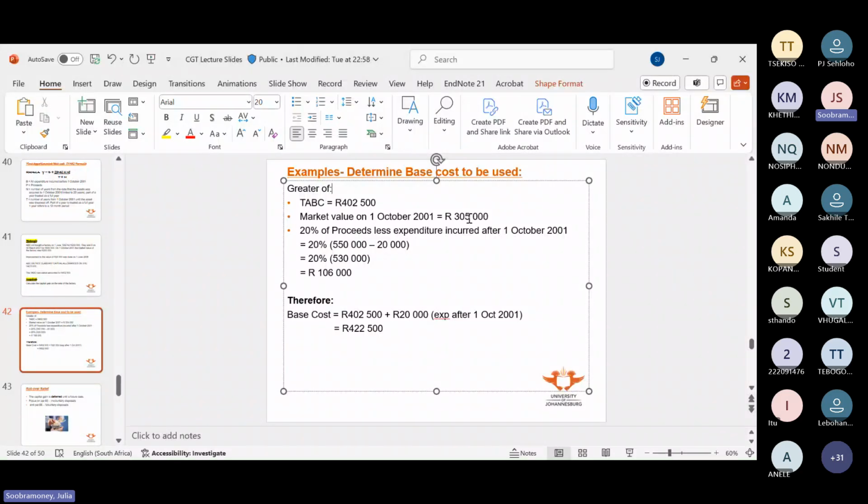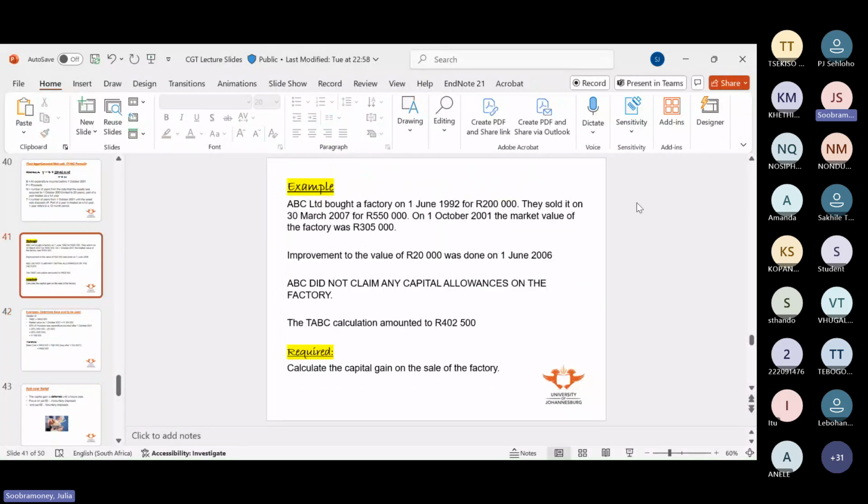The only one that you need to work out is 20% of proceeds. So proceeds less expenditure after. Was there any expenditure after 1 October 2001? So was there any improvements? Yes or no?